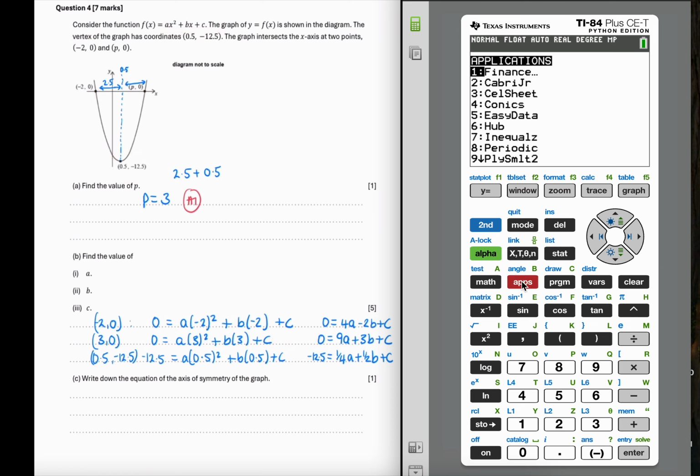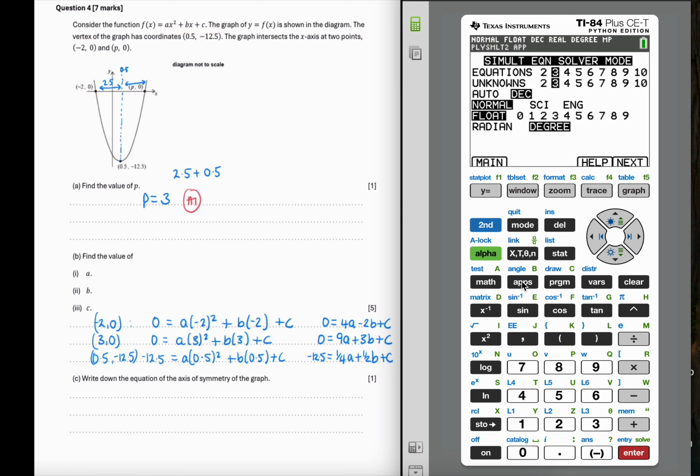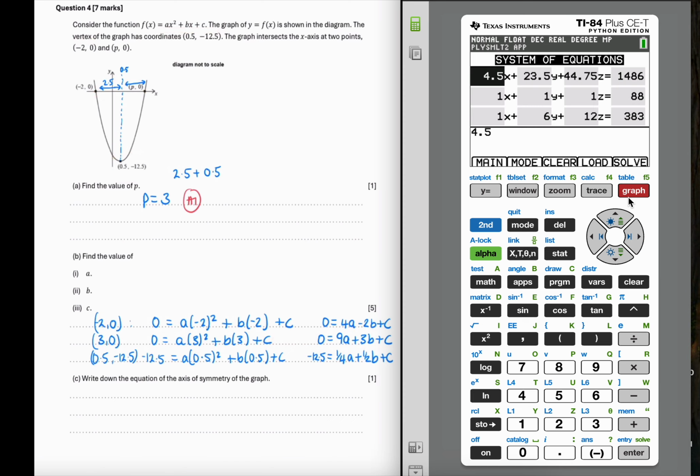And now we can go to our calculator. We can do apps and polysimul 2 and simultaneous equation solver. We have 3 equations and 3 unknowns, and we're going to go into next. And then here we just type in the equations we found. So for the first one, I had 4x. Now obviously they call it xyz, we have abc, but it's the same thing. Negative 2 and 1c, and that equals 0.